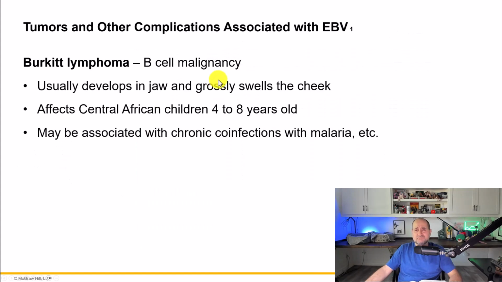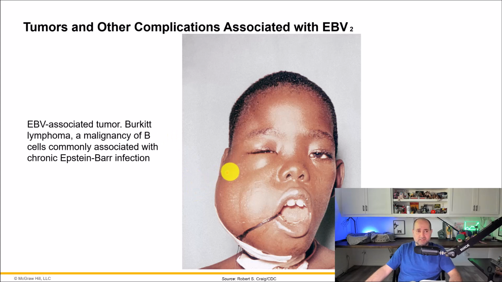Now, what's really devastating and terrible is that some strains of EBV may result in a cancer known as Burkitt's lymphoma. It's a B cell malignancy. It usually develops in the jaw and grossly swells the cheek. And here you can see an EBV tumor right there in that cheek region, as I mentioned. This cancer can be life-threatening.